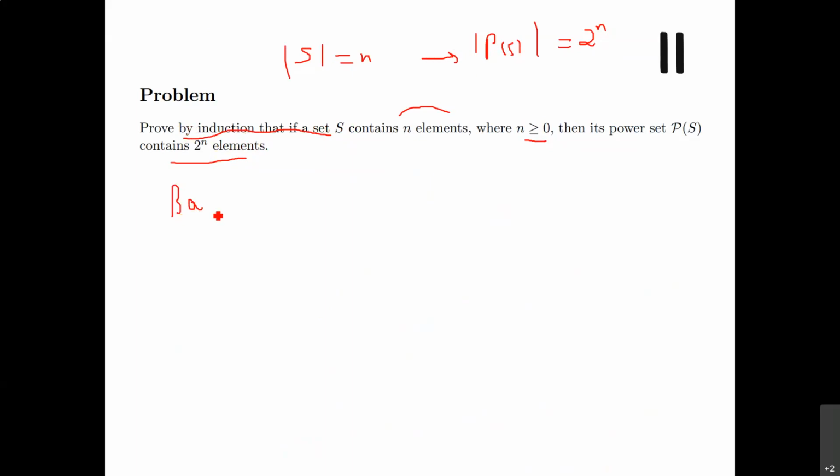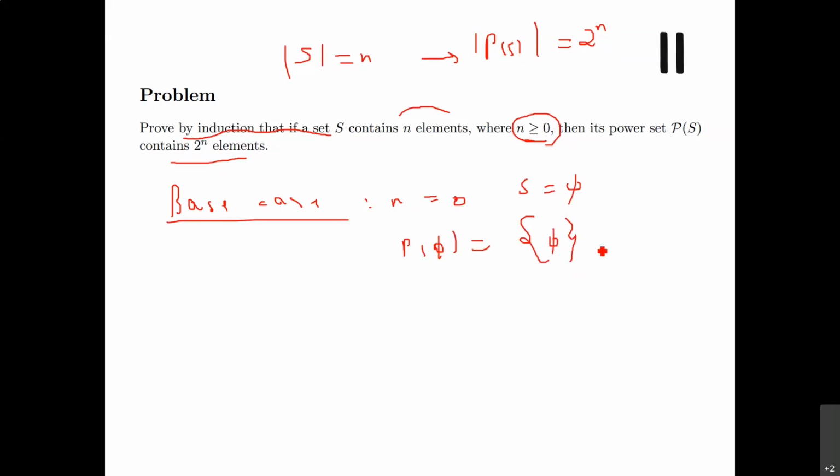So, base case. N is greater than or equal to 0, so let n equal 0. That means S is just phi. Well, what's the power set of phi? Just the set containing phi. So is it true for the base case? Yes, because the size of this is just one element, which is 2 power 0. So it works for the base case.